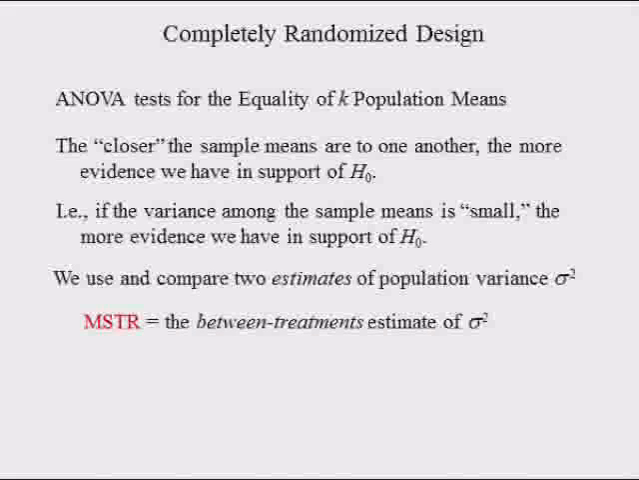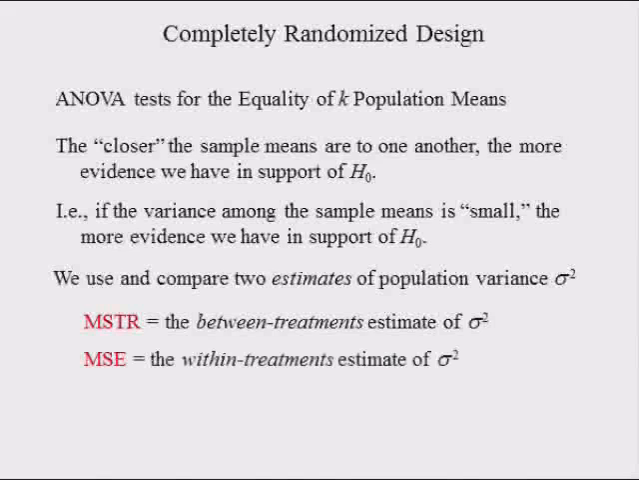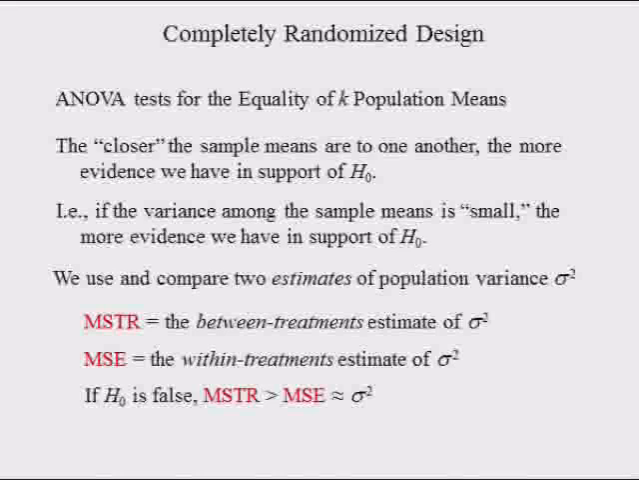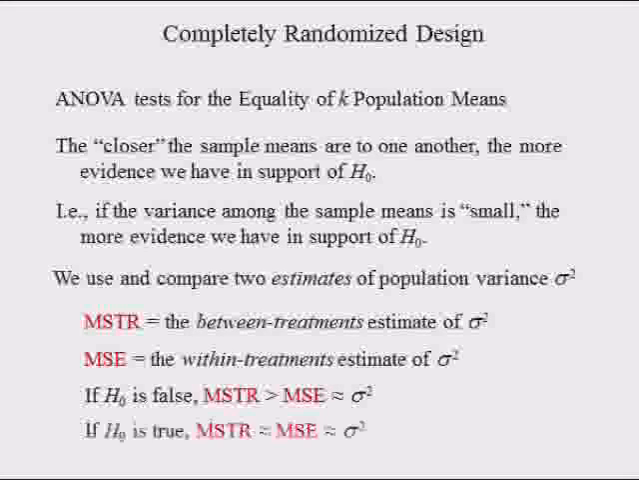The mean square due to treatments is equal to the between treatments estimate of population variance sigma square. The mean square due to error is equal to the within treatments estimate of population variance sigma square. When the null hypothesis is false, mean square due to treatments is going to be greater than mean square due to error, which is always a good estimate of population variance sigma square.